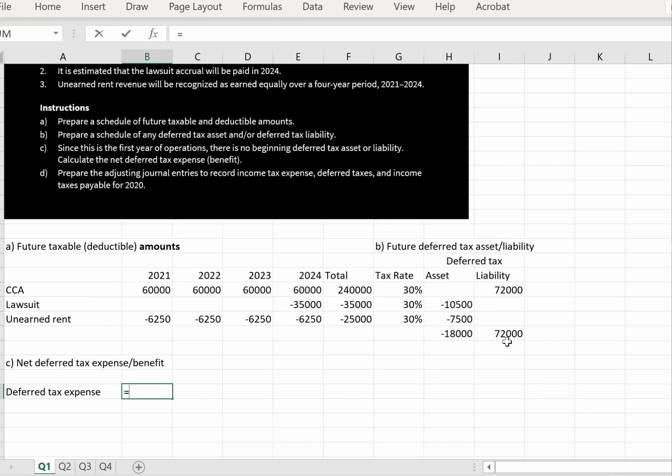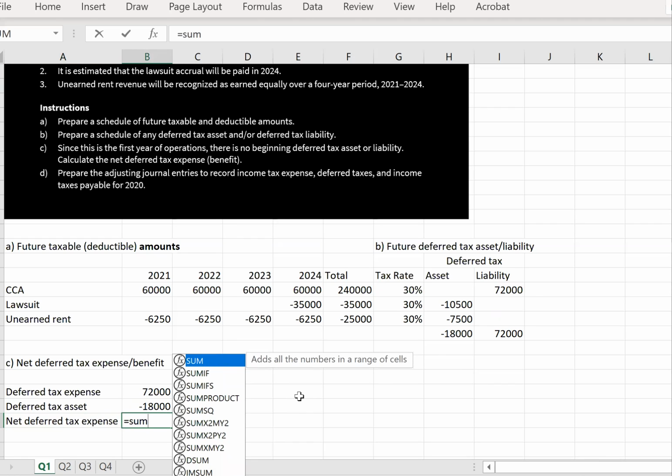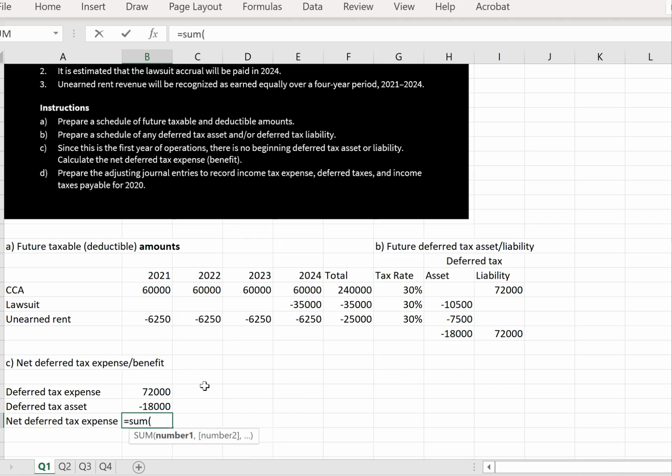Be the 72. Then we're going to have deferred tax asset, which is going to be this 18. So my net deferred tax expense, because that's the bigger number, is going to be just the sum of these two things. So I'm going to have a net deferred tax expense of 54,000. So that's C, that's our net.